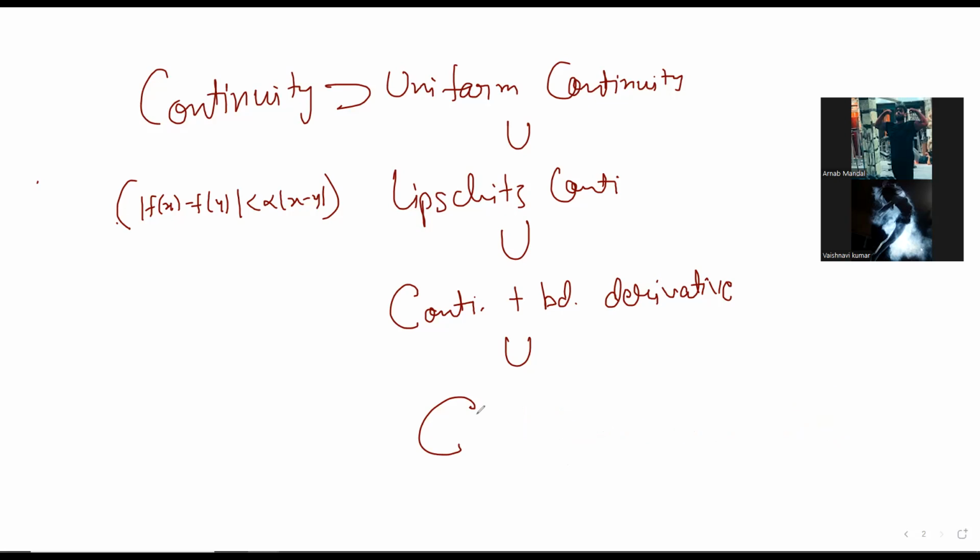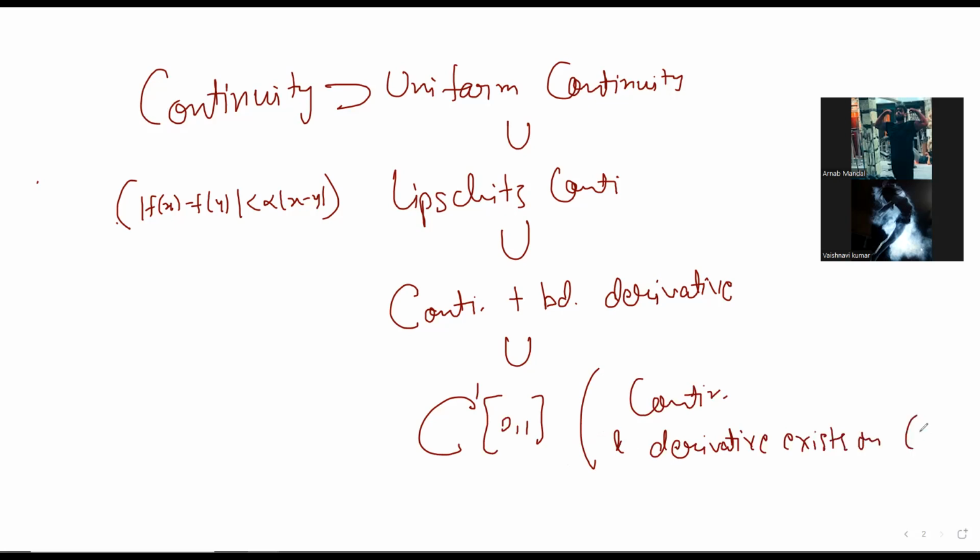So if I say C1 on closed [0, 1], this means continuous and the derivative exists on the open interval. We usually don't ask the derivative to exist on the closed interval. Okay. Yeah, I think this is how it is.